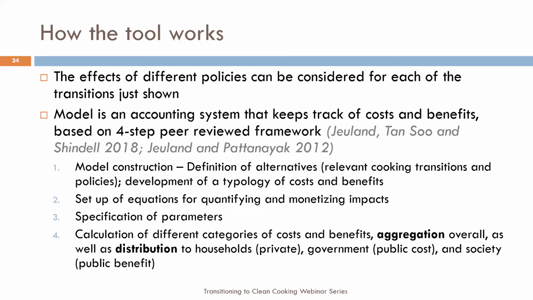The user selects which transitions are targeted and which policies support each of those transitions. The model is then essentially an accounting system that keeps track of uptake of solutions as facilitated by those policies and their resulting impacts, subject, of course, to assumptions about the parameters that underlie the relationships between use of improved technology and those consequences. At the end, it provides a set of summary outcomes.